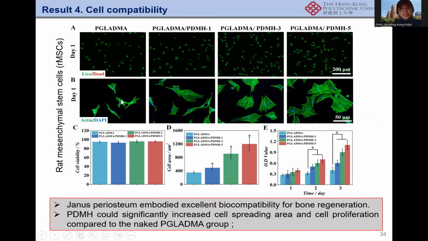We can also see that the materials themselves, and the materials with different concentrations of polydopamine, can support the cell survival, the cell adhesion, and also the cell proliferation.